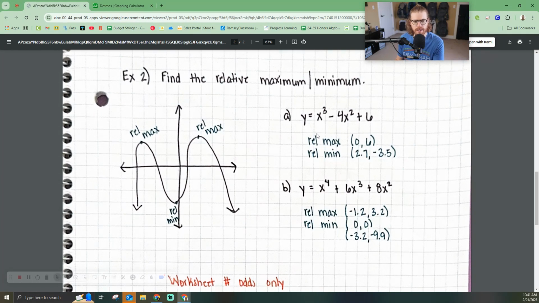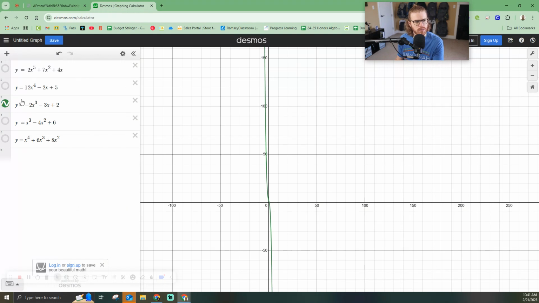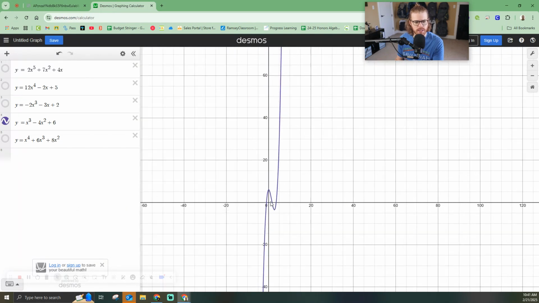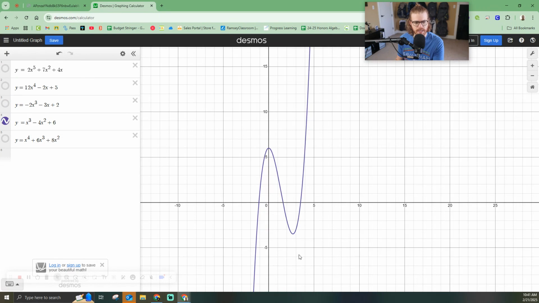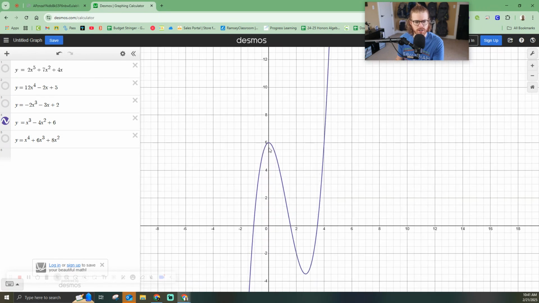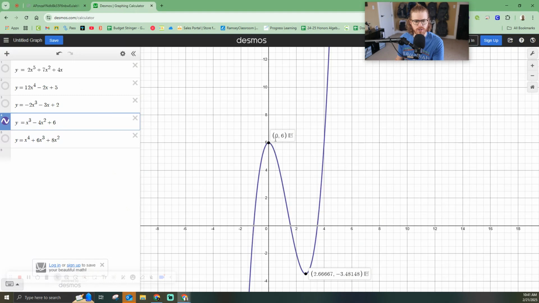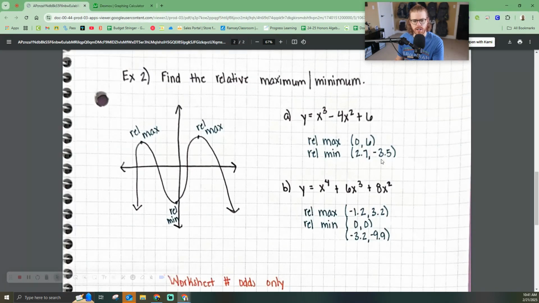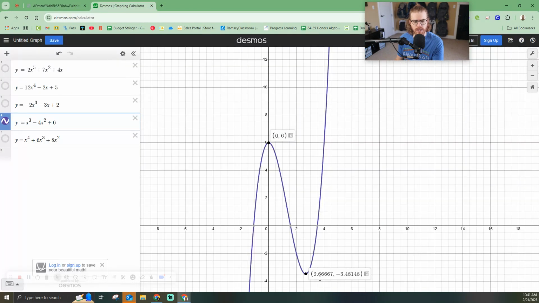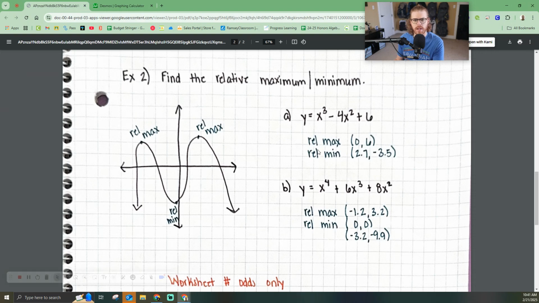So for part A, if we were to graph this, y equals x to the third minus 4x squared plus 6, which I did graph, you're going to see, if I zoom in here, it's got a relative max and a relative min. So if we're trying to find those on the Desmos calculator, you literally just hover over it. You can click and it'll stay on the screen. But it looks like 0,6, and then you get some decimals down here. And that's what we have as the answers. So the relative maximum will be the highest value, 0,6. And then the relative min would be the lowest value, which we've rounded here, but there it is.